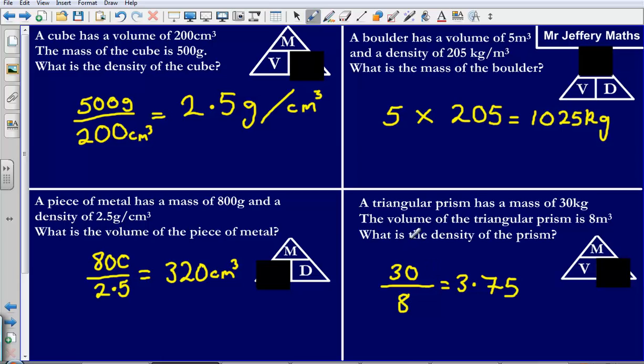And so again, I'm left thinking about the units here. It was 30 kilograms and it was 8 meters cubed. So that means that my density is simply going to be 3.75 kilograms per meters cubed.